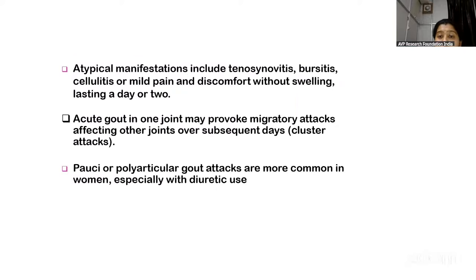Atypical manifestations are also seen in this condition, and these include tenosynovitis, bursitis, cellulitis, and so on. Acute gout in one joint may provoke migratory attacks affecting other joints, and this is known as cluster attacks. Polyarticular gout attacks are common in women, especially with diuretic use. So, as I said, the typical symptoms will be manifested in your big toe, but as days progress, you can find other joints also getting affected, and this is known as cluster attack. And despite that, you can also have atypical manifestations like tenosynovitis, bursitis, cellulitis, etc., associated with it.